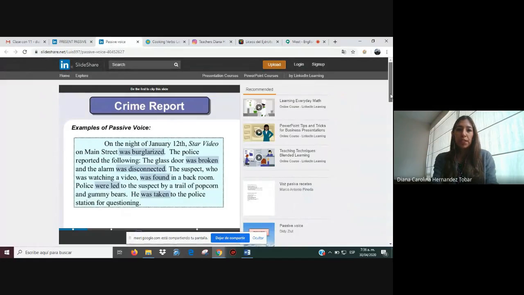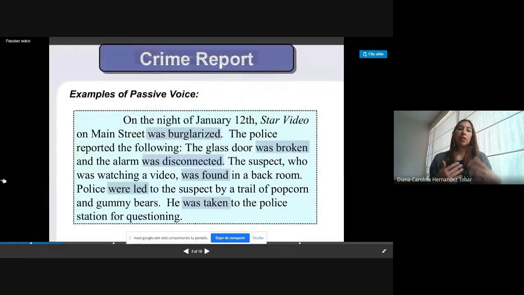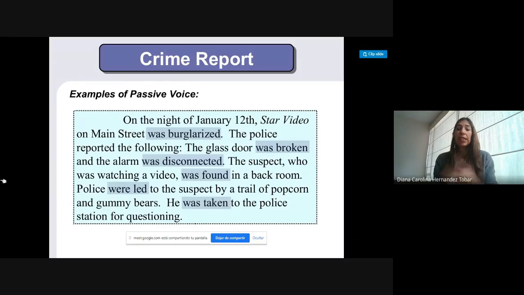One of the uses is that when we report a crime, of course, in this moment we are using passive voice in present tense, right? But when we report a crime, basically it is in simple past, as we have in this example, yeah? If you notice, we have highlighted the structure of passive voice. We have the verb to be in past and the other verb in the third column, in the past participle. So we have was burglarized, was broken, was disconnected, was found, were led, and was taken.